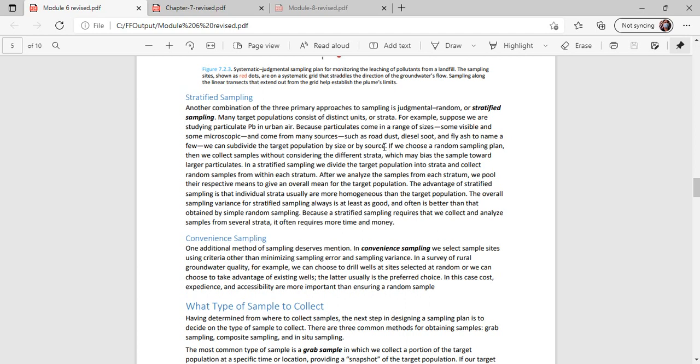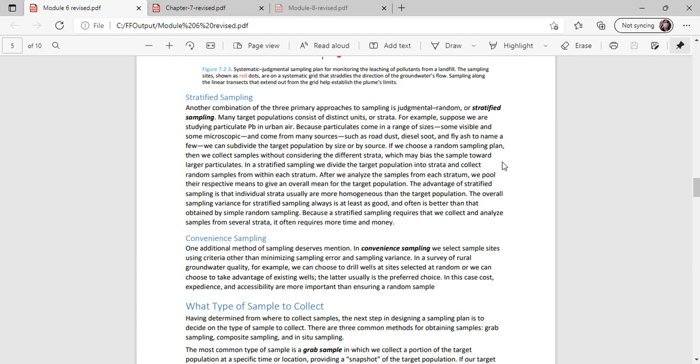Many target your population consists of a distinct unit or a strata. For example, suppose we are studying particular PV. What is PV? It is lead in your urban air because particulates come in ranges also sa aton nga sizes. Some visible and some are microscopic. And some come from many sources such as your road dust, diesel soot, and aton nga fly ash to the name as refuse. We can also subdivide the target population by sizes kag other nga sources.